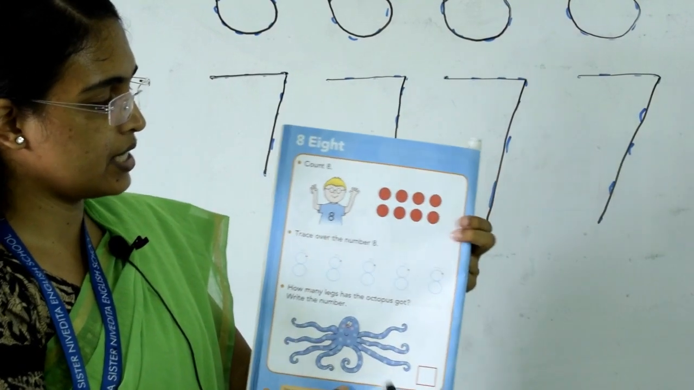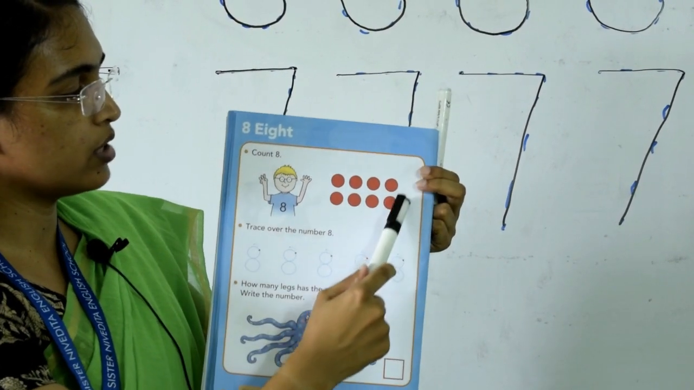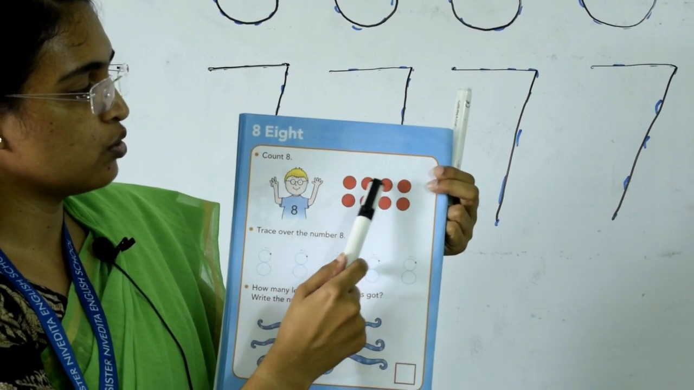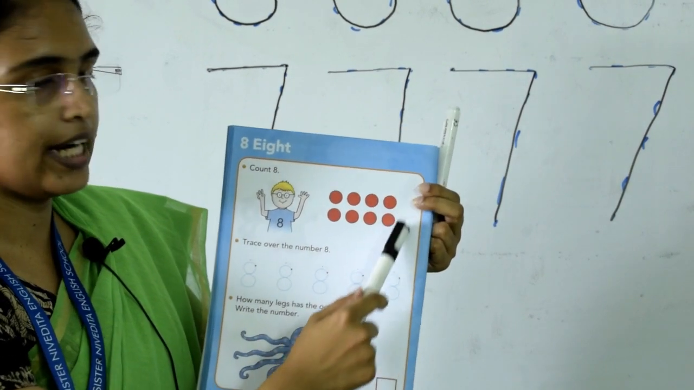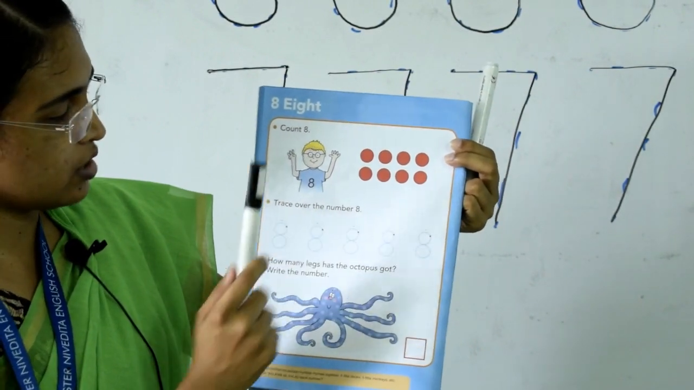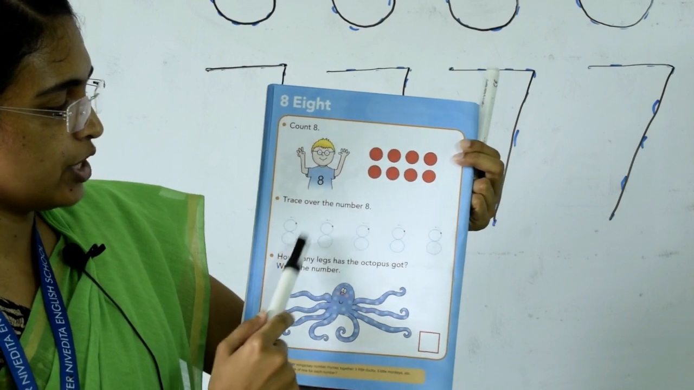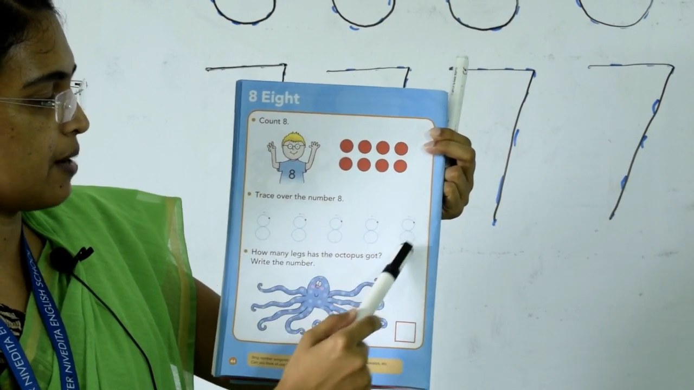Now which number is this? This is number 8. Now let's count all these balls, all the red color balls. 1, 2, 3, 4, 5, 6, 7, 8. There are 8 red balls, right? So after counting these balls, you have to again trace the number. Which number is this? This is number 8. So you have to trace number 8.